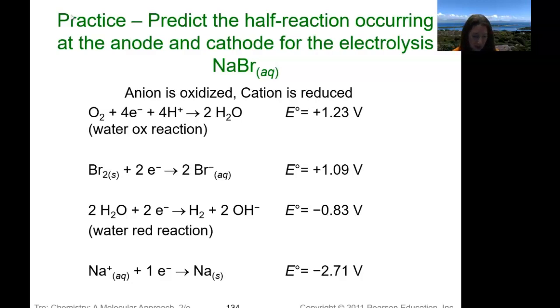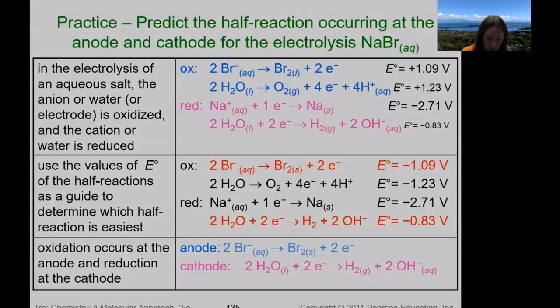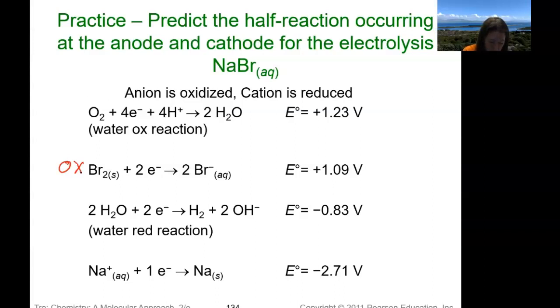So that means we need to choose with the bromine. Will the bromine be oxidized or reduced? And will the sodium be oxidized or reduced? So remember, the anions are always going to be oxidized and the cations are always going to be reduced in this case, right? So our oxidation, anion, is our oxidation. So this is a possible oxidation. And remember, that's because it's going to flip, because this is -1 and +1. So it's going to go the other way. And our cation is going to be reduced.